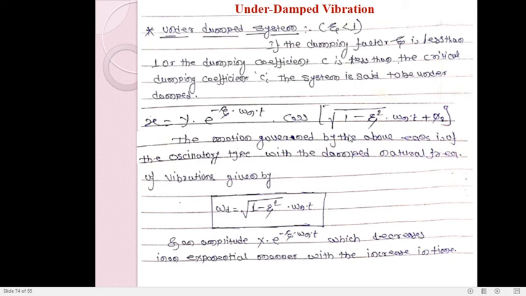Therefore we can write this as omega d, which is the damped circular natural frequency for damped vibratory systems, and its value is omega d equals square root of 1 minus xi squared into omega n. This equation you have to remember to find the natural frequency of damped vibrations. And the amplitude, X or Y, you can write either, is multiplied by e to the power minus xi omega n t, which decreases in an exponential manner with the increase in time.